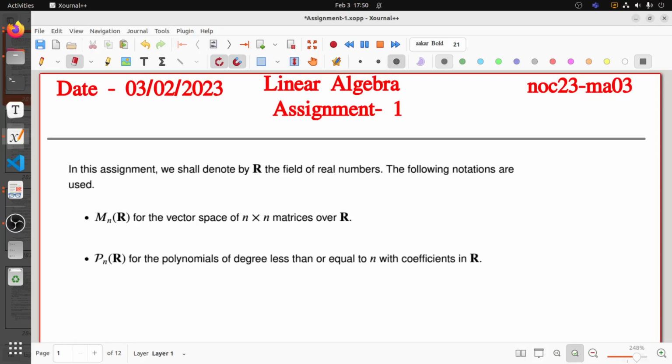So this is not 1, which implies P1 plus P2 does not belong to W, right? So W is not a subspace of P3(R). It's not closed under addition, right? So option number 2 is false. Is this fine?